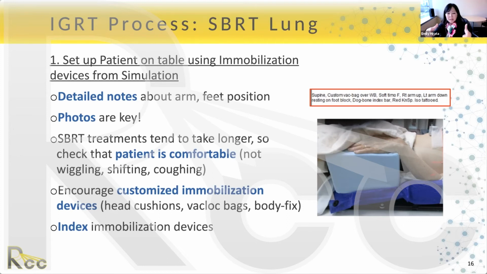Also very important is to index these immobilization devices. That means that many of these devices have pegs in them that connect into the tabletop so that those immobilization devices are positioned exactly in the same spot for each fraction. So where you have devices that can index, definitely use them. And also document the index where it was positioned.